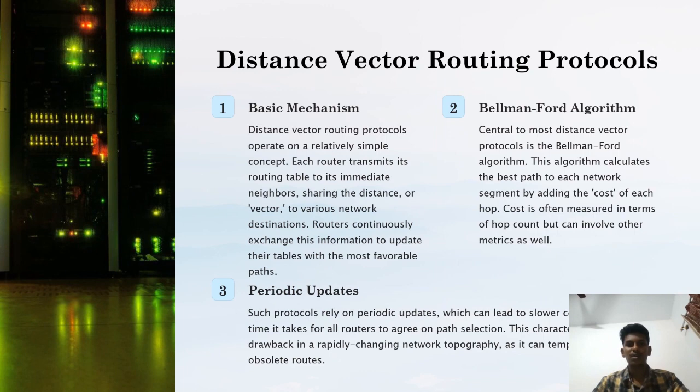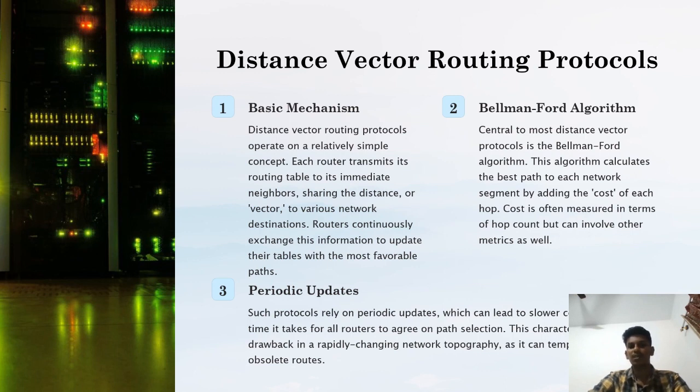Distance vector routing protocols. Basic mechanism. Distance vector routing protocols operate on a relatively simple concept. Each router transmits its routing table to its immediate neighbors, sharing the distance or vector to various network destinations. Routers continuously exchange this information to update their tables with the most favorable paths.